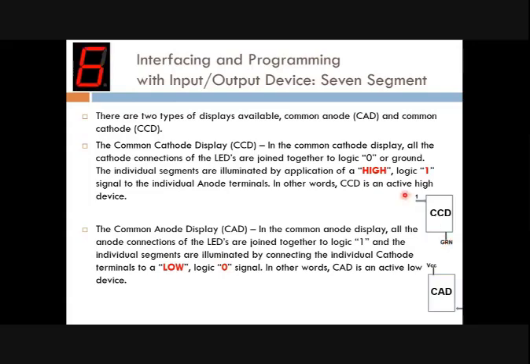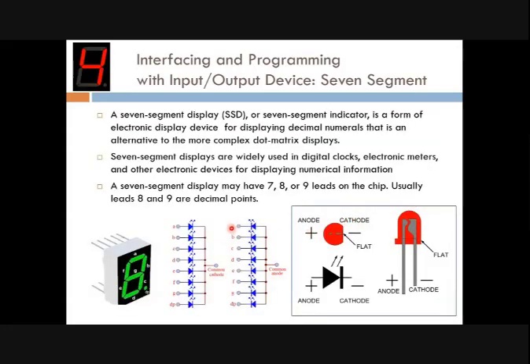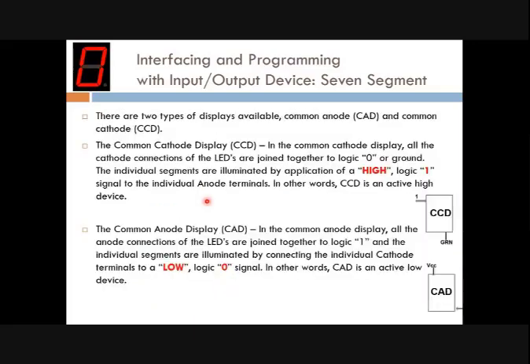In order to activate the LED, the 7-segment, logic high or 1 needs to be transferred to the input pin. Where is the input pin? This one, this one. So that one is for CCD. For CCD, you need to give high or 1 to activate the 7-segment.